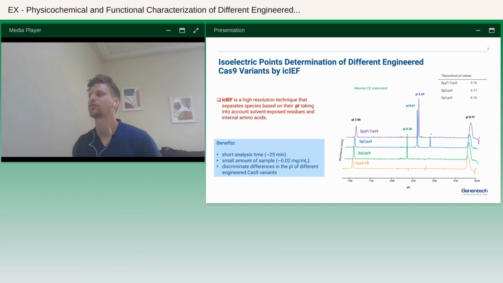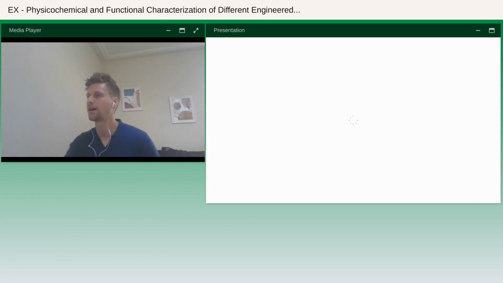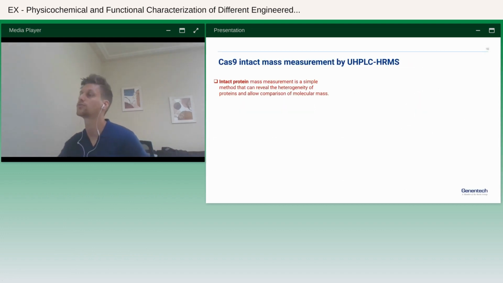Now, I want to talk a little bit more about how we can use mass spectrometry to get some information on these Cas9 variants. First of all, we can do an intact protein mass measurement. This method can reveal the heterogeneity of proteins and allow comparison of molecular mass.